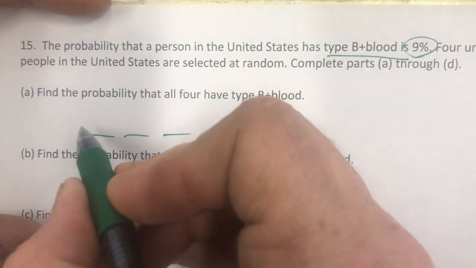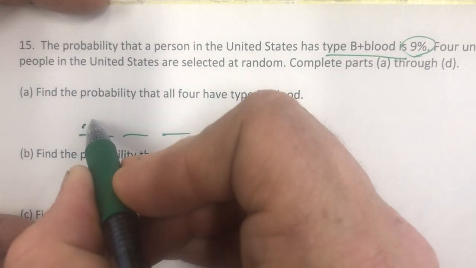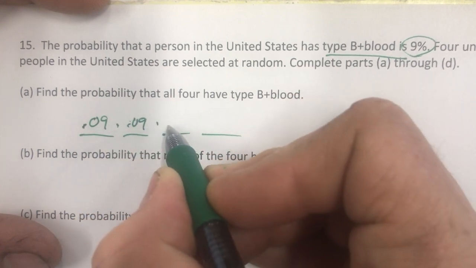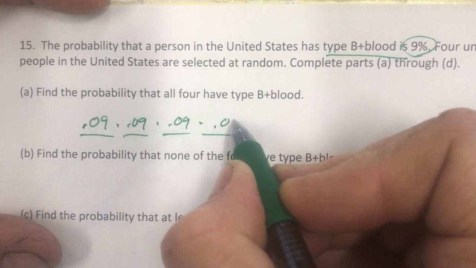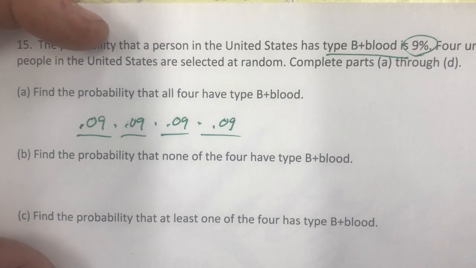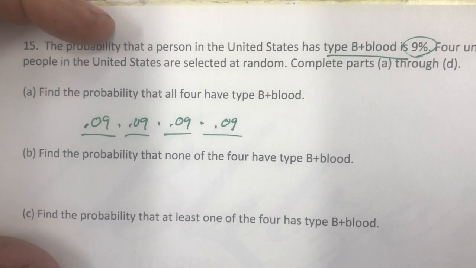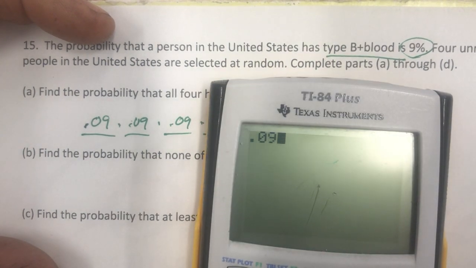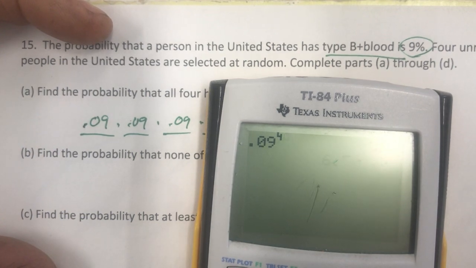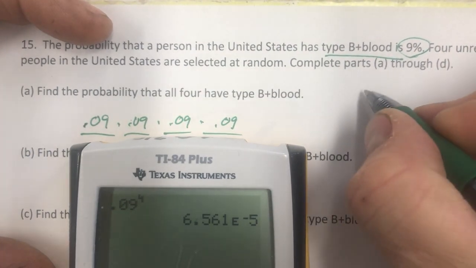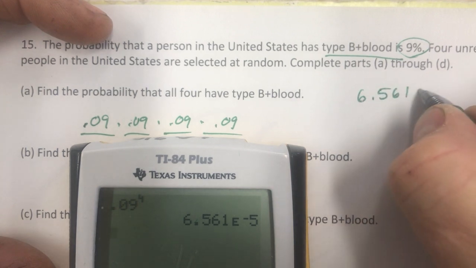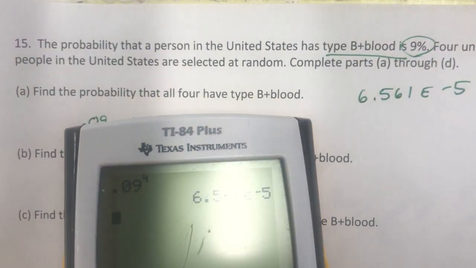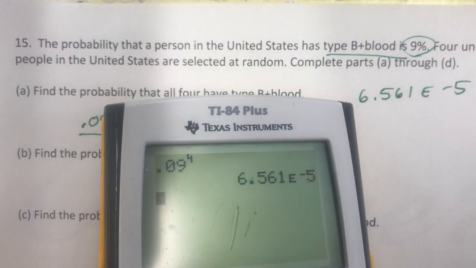All right, so that's going to be 9%, which is 0.09 for this first person, 0.09 for the second person, 0.09 for the third person, 0.09 for the fourth person. Okay. So we'll multiply them together. Now what I can do is 0.09 to the 4th power. And I get this right here. Now this is what my calculator says. This is scientific notation. This is what my calculator says when I type it in. Okay? And you can see it over right there.